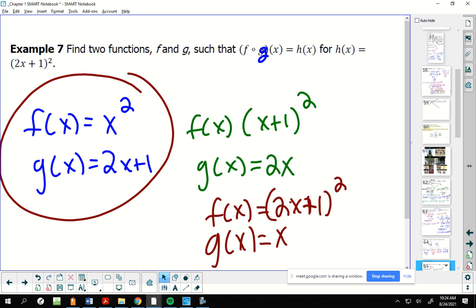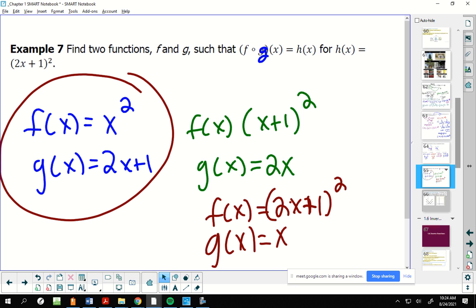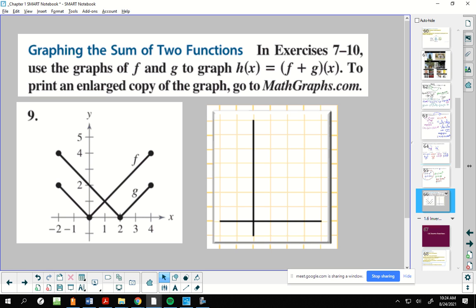Alright, I tried to keep the homework assignment short, so I want your feedback tomorrow. Let me know how the link felt. And I'll do the first problem with you guys, number 9. Or there's number 7. We'll do number 9 together.